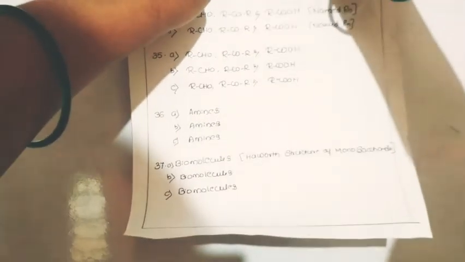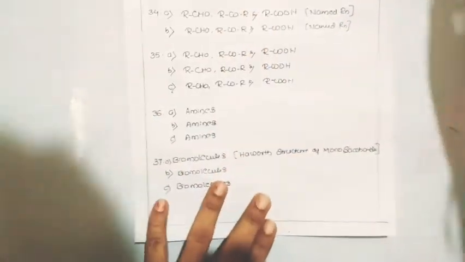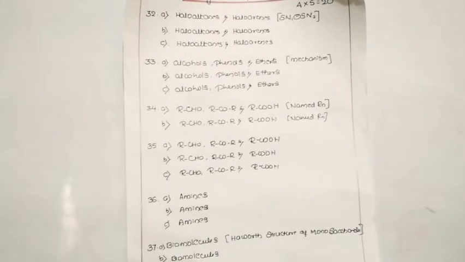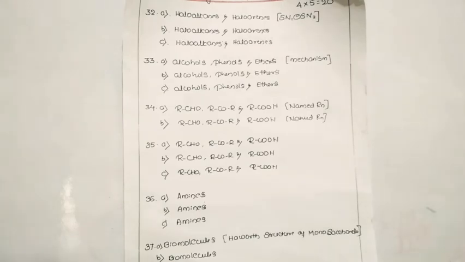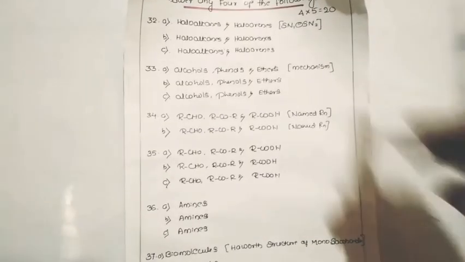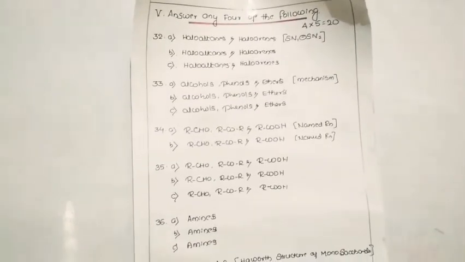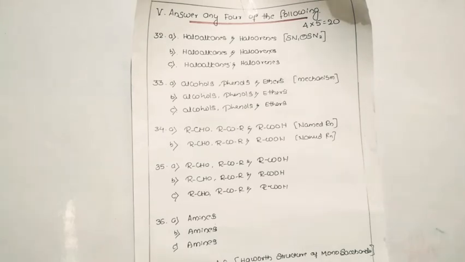So this is about part D, 4th main. Similarly, we have part D, 5th main. As you could see, it will be part D, 5th main, which is purely organic. Okay, this part D is purely organic, where you have to answer any 4. So out of 6 questions, you have to answer any 4 of the following. Each question carries 5 marks.